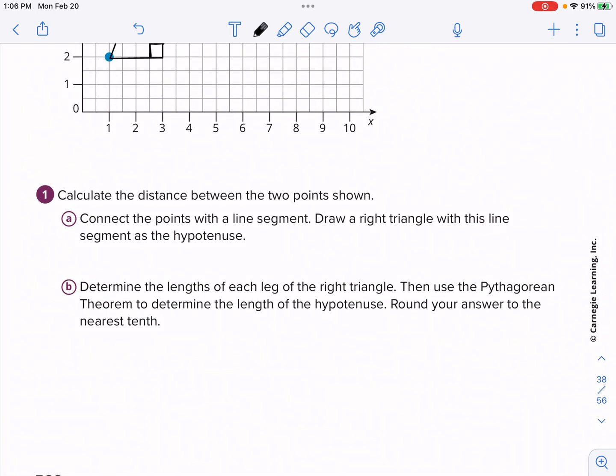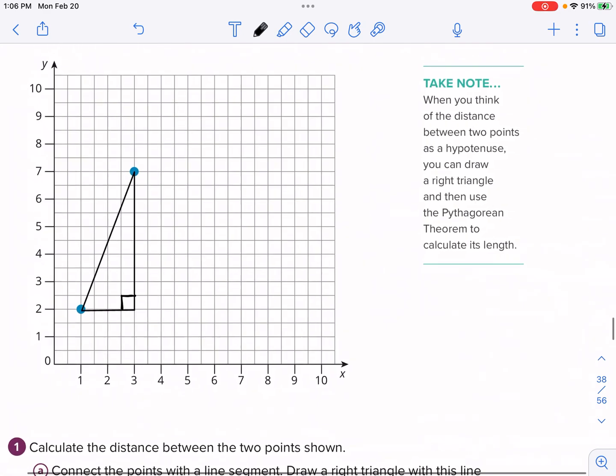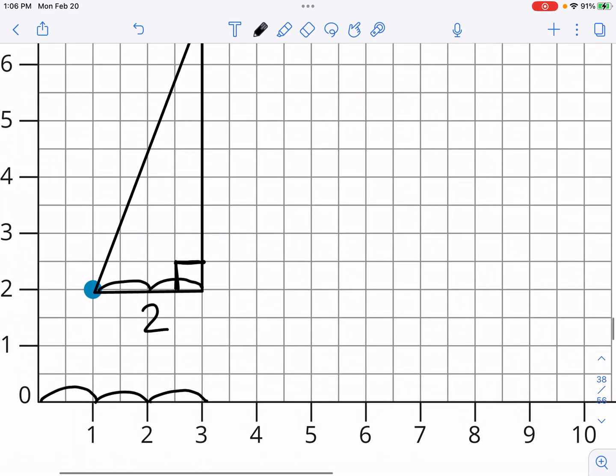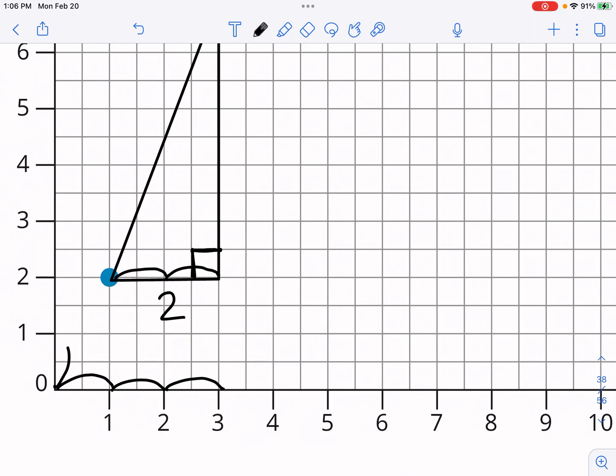Number 1b, it says determine the lengths of each leg of the right triangle, then use the Pythagorean theorem to determine the length of the hypotenuse. Round your answer to the nearest tenths place. So we're going to count here, and again, keep in mind, this is 1 unit, 2 units, 3 units, and so on. So this technically is 1 and 2. So this is 2 units wide. And since every 2 over here is the same thing.